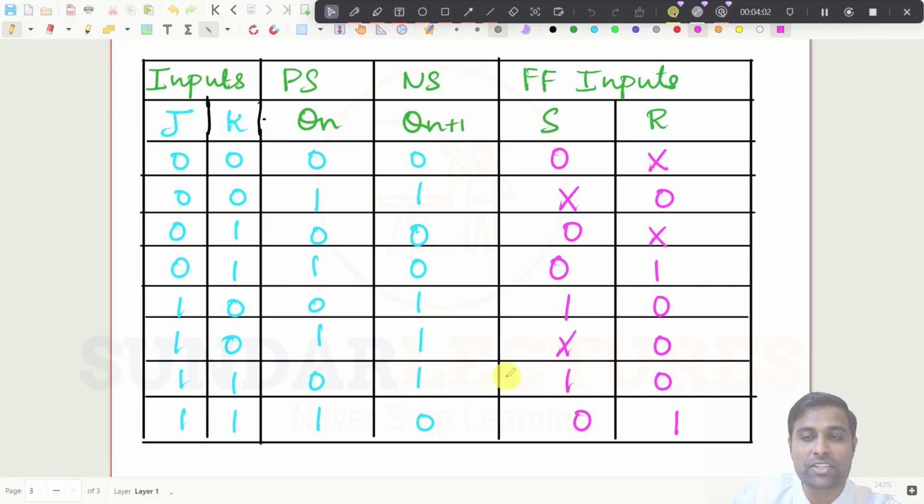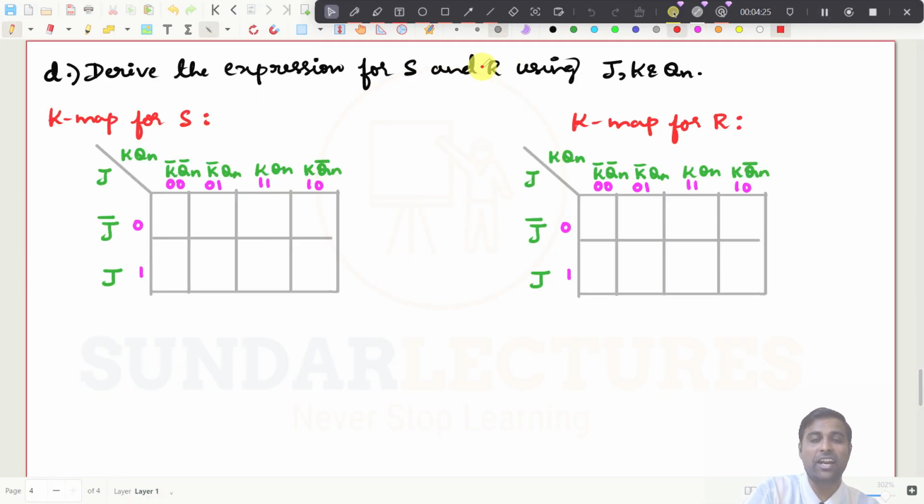And with the conversion table, what I can do now? I can go for the K-map. So here it will be 3 variable K-map, right? So J, K, Q n. We have to derive the expression for S and then R using J, K and Q n. That is our whole idea, right? So I will just put the K-map and I will show you. You see here, I have just drawn the K-map for S and then K-map for R here. So we need to derive these two expressions using J, K, Q n.